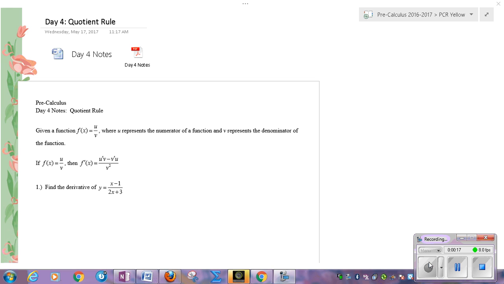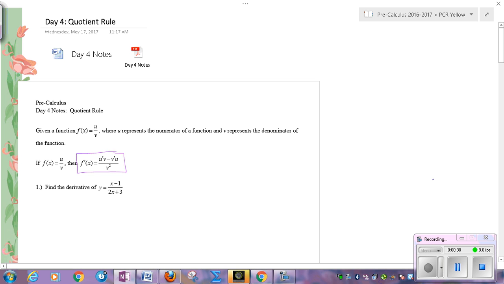U is going to represent your numerator, whatever expression you may have up there, and V is going to represent the expression that's in your denominator. So if you take a look, here is your formula that you're going to use. Okay, u prime v minus v prime u all over v squared.